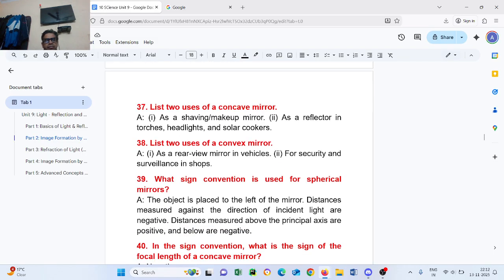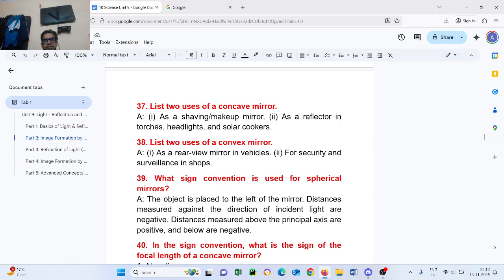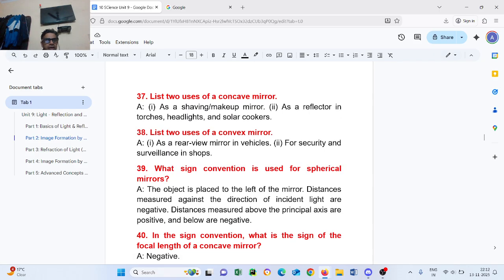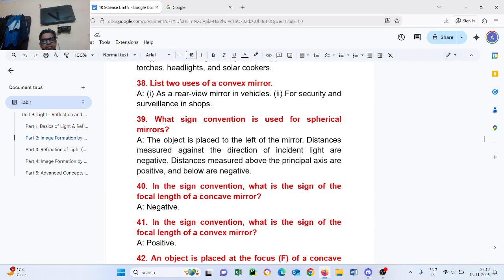Question number 39. What sign convention is used for spherical mirrors? The object is placed to the left of the mirror. Distances measured against the direction of incident light are negative. Distances measured above the principal axis are positive and below are negative.